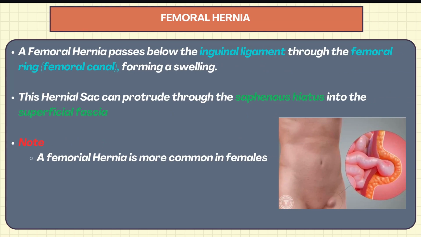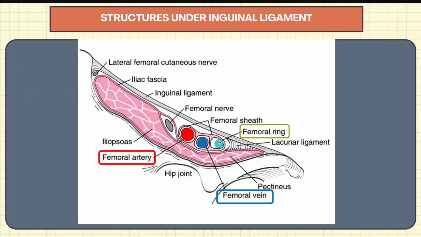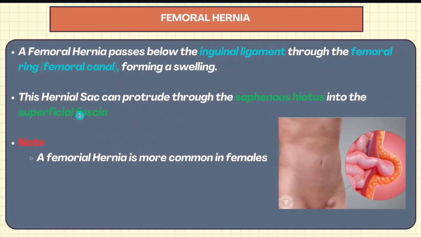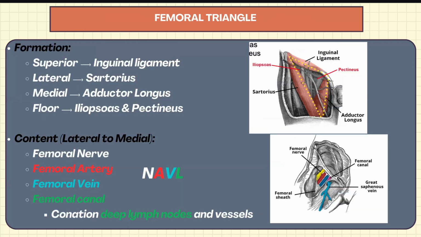Now that we finished the femoral triangle, let's talk about a femoral hernia. Now, a femoral hernia passes below the inguinal ligament. And it's going to run through the femoral ring, or as we said earlier over here, it's going to be called the femoral canal. This hernial sac can protrude through the saphenous hiatus into the superficial fascia.